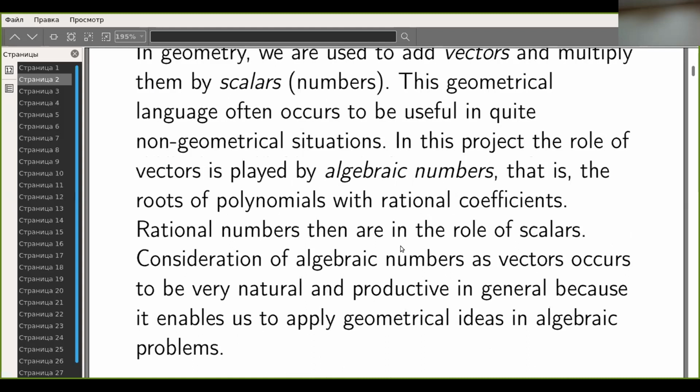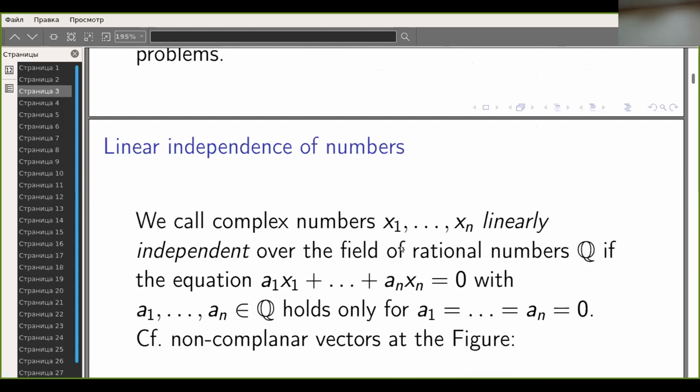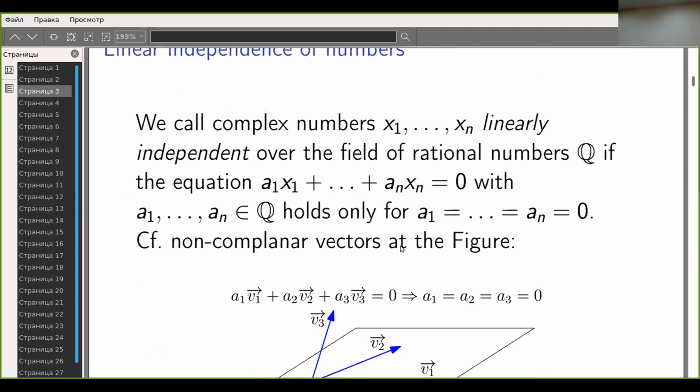Consideration of algebraic numbers as vectors is very useful, natural and productive in general, because it enables us to apply geometrical ideas in algebraic problems. And we start with a formal definition of linear independence of numbers.